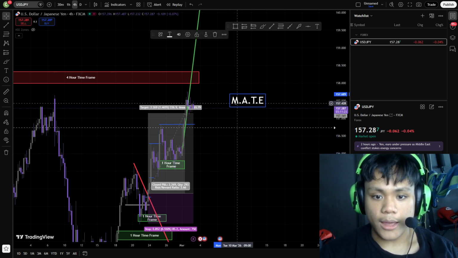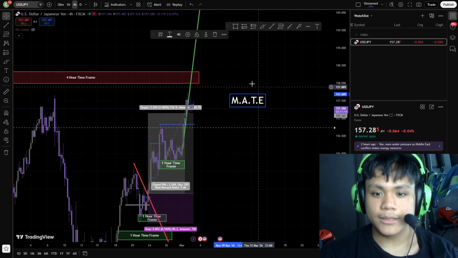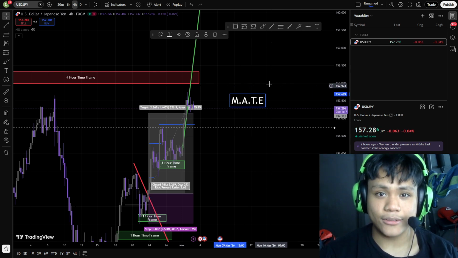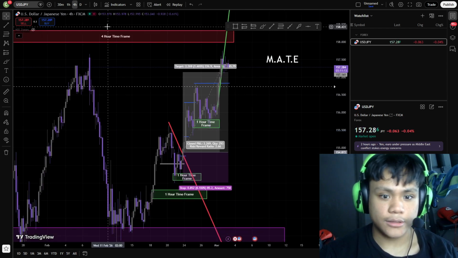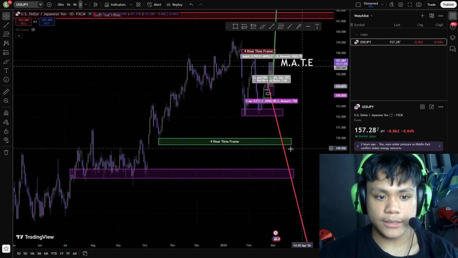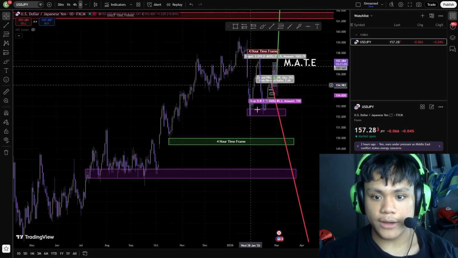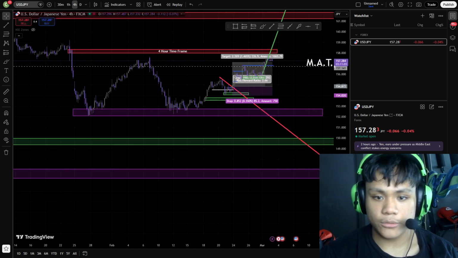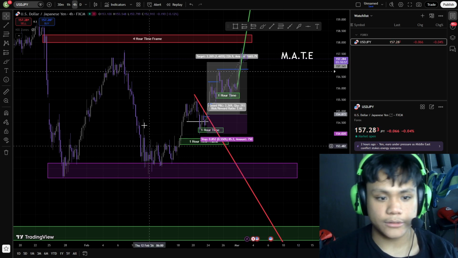So M is for market direction, A is for alignment, T is for timing, and E is for entry. So M, what's the market direction? So we see that in the daily it's uptrending. We see higher high, higher low, then higher high, higher low. We can also see that's uptrending here. Higher high, higher low, higher high, higher low. So we're uptrending. See?